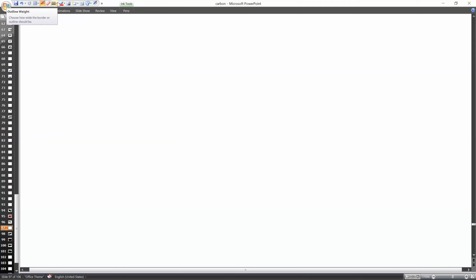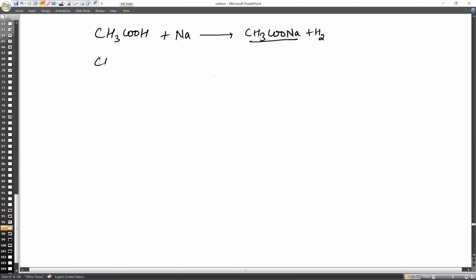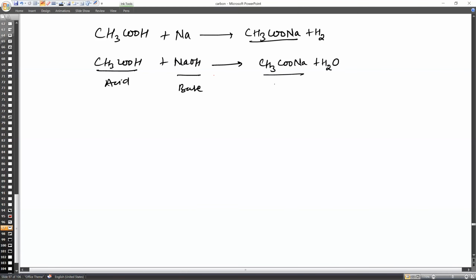Have you remembered the other properties of this one? Let me explain these other properties also, and then we will solve questions on it. You know that carboxylic acids, when they react with metals, give you what? Salt plus hydrogen gas. And this will be CH3COONa plus H2. This is sodium salt of carboxylic acid. Similarly, if CH3COOH reacts with NaOH, it will give you CH3COONa again plus water this time. Why water? Because this is an acid and this is the base. So when acid reacts with base, it will give you salt plus water. Okay, got it?